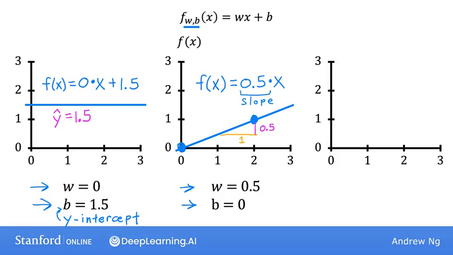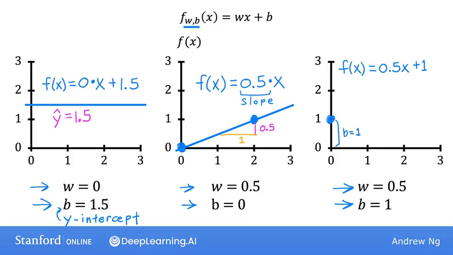And finally, if w equals 0.5 and b equals 1, then f of x is 0.5 times x plus 1. And when x is 0, then f of x equals b, which is 1. So the line intersects the vertical axis at b, the y-intercept. Also, when x is 2, then f of x is 2. So the line looks like this. Again, the slope is 0.5 divided by 1, so the value of w gives you the slope, which is 0.5.